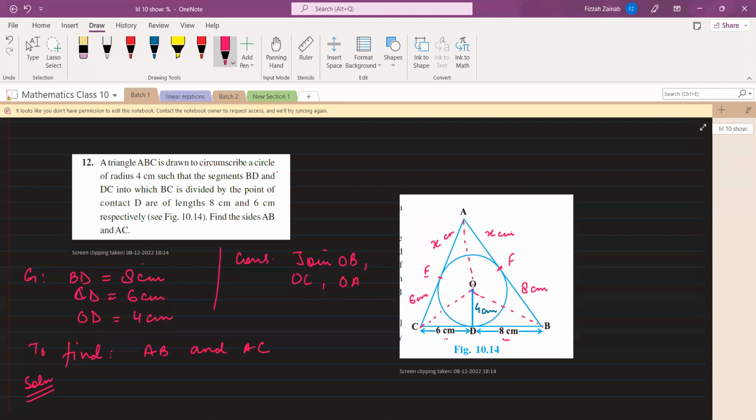Now, what are the three sides of the triangle, as you can see? So the side AB becomes X plus 8 cm, right?